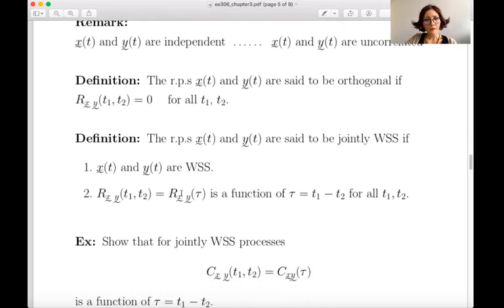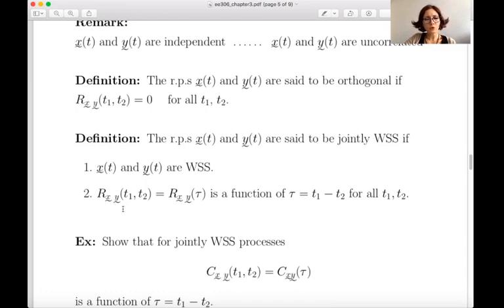The next definition we have is jointly wide-sense stationary random processes. When do you call two random processes x(t) and y(t) jointly wide-sense stationary? First of all, each one of them should be wide-sense stationary individually. So the first condition is necessary: x(t) should be wide-sense stationary and also y(t) should be wide-sense stationary. However, there's more than that. There's some joint property that they should have together, which is the following.